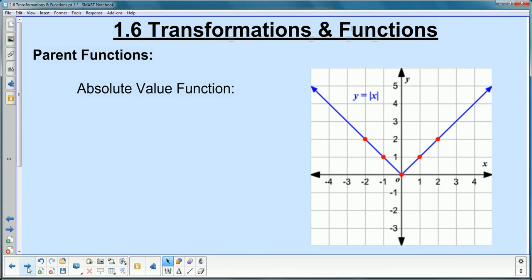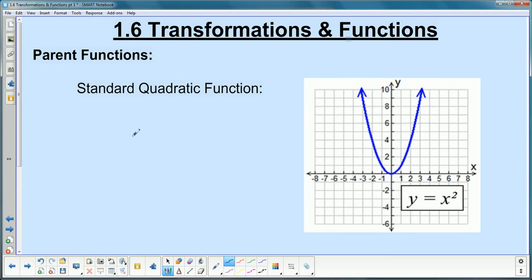So before we do our actual transformations, we need to remind you about the parent function. So you may want to write these down, in particular the graphs, because these are what we're going to be changing. You're going to need to know these. So absolute value function means y equals the absolute value of x. You also see it right here, and our graph would be a v, like this. Okay, I'm going to go through these pretty quick.